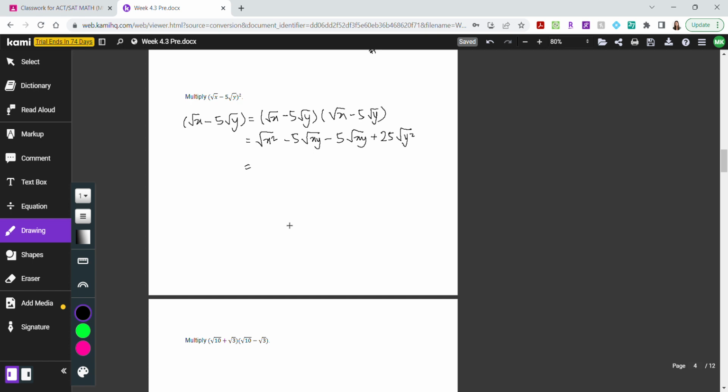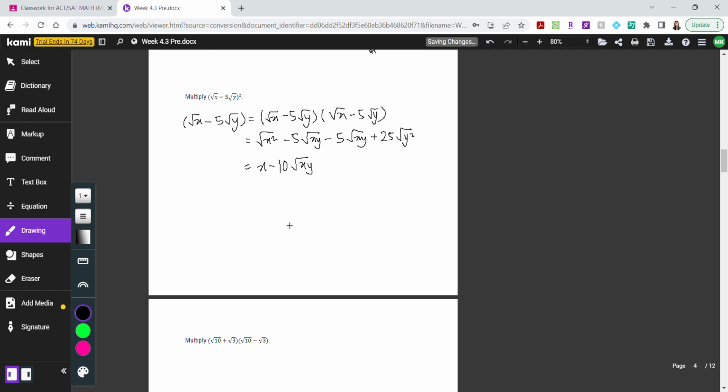So this can be square root to give us x. This can be square rooted, but you can group them because they are like terms, right? Because if you look at square root xy, this also has square root xy, which means that they are the same species. So you can group them together to give us negative 10 square root xy.